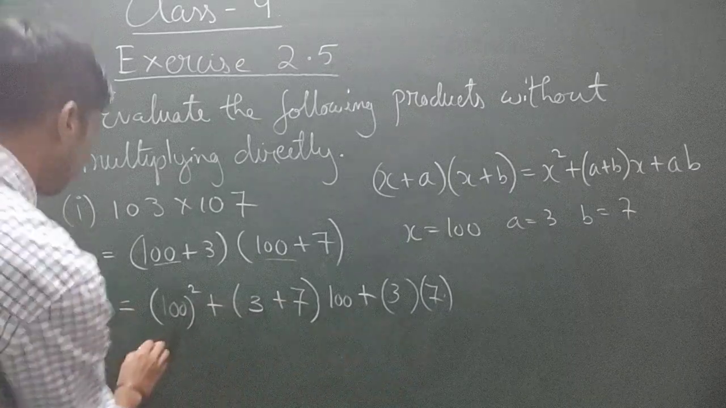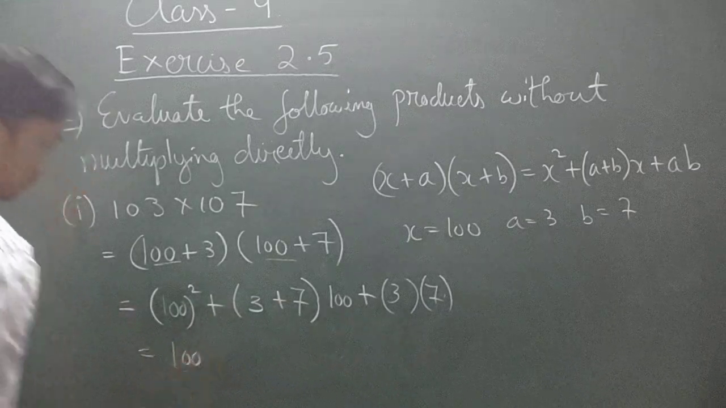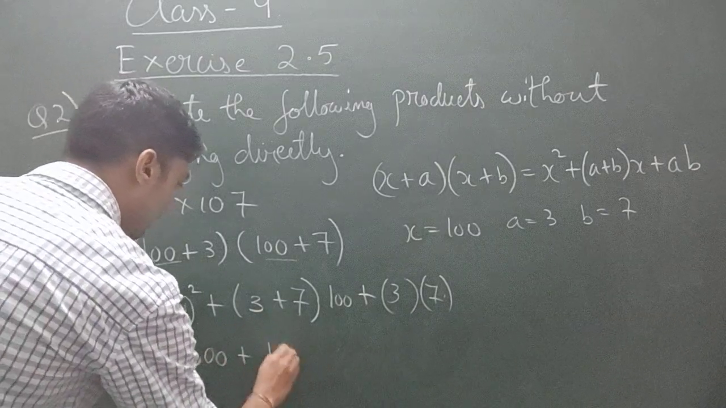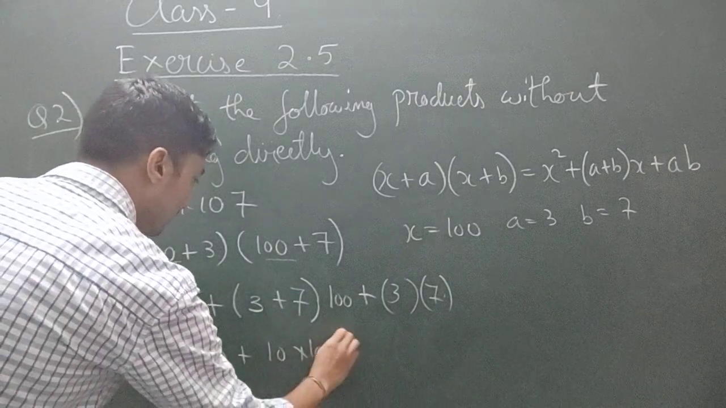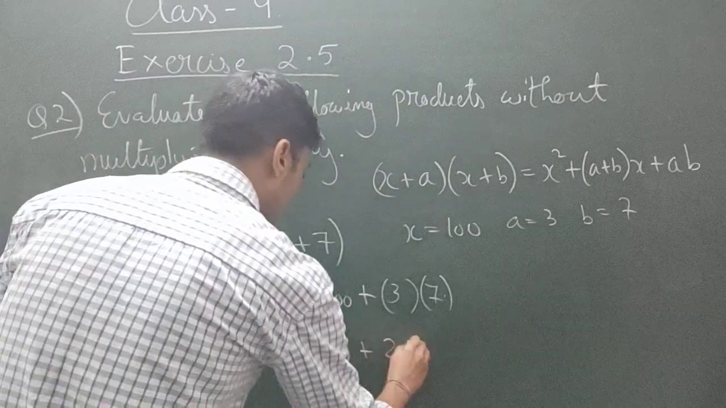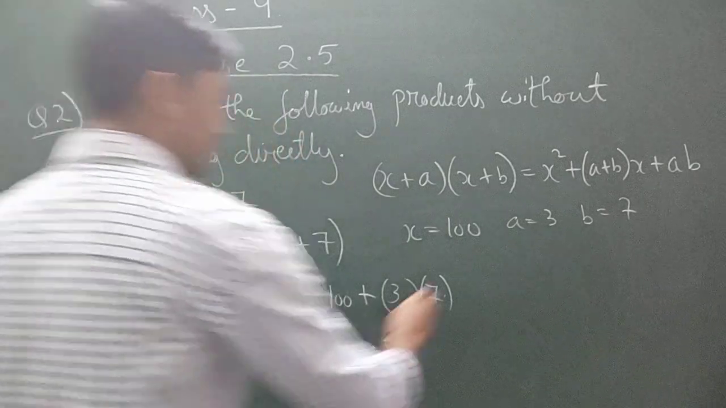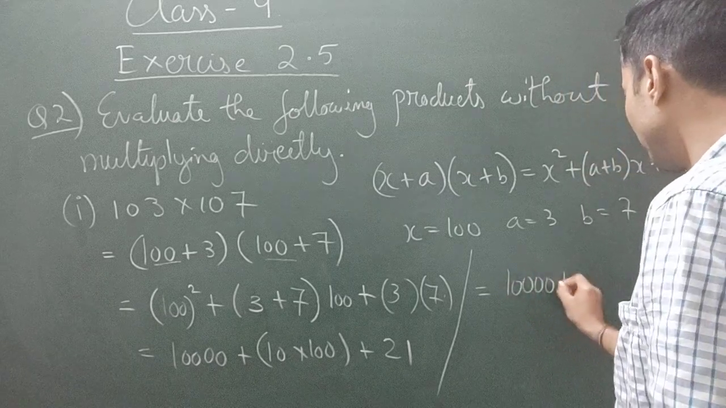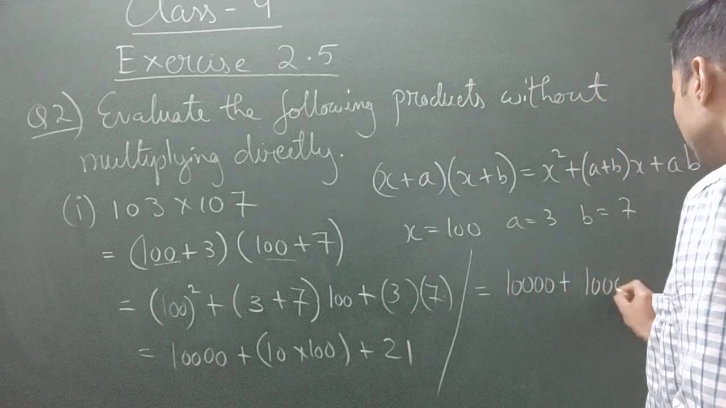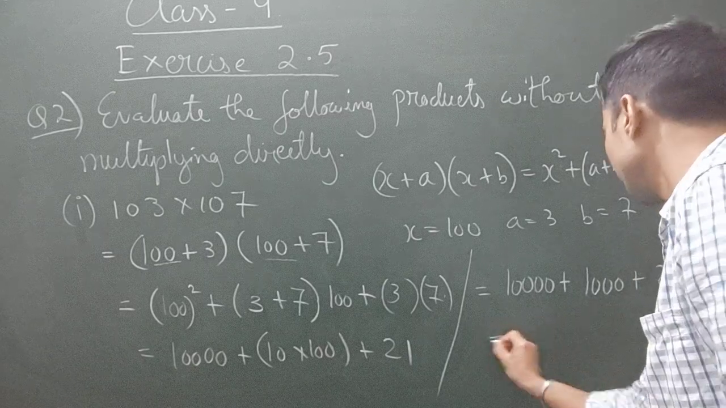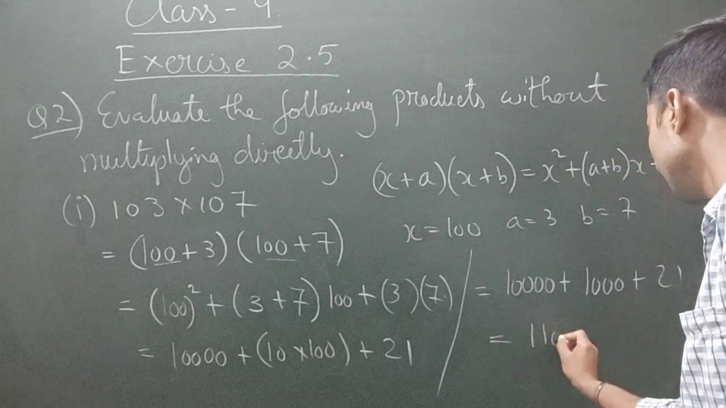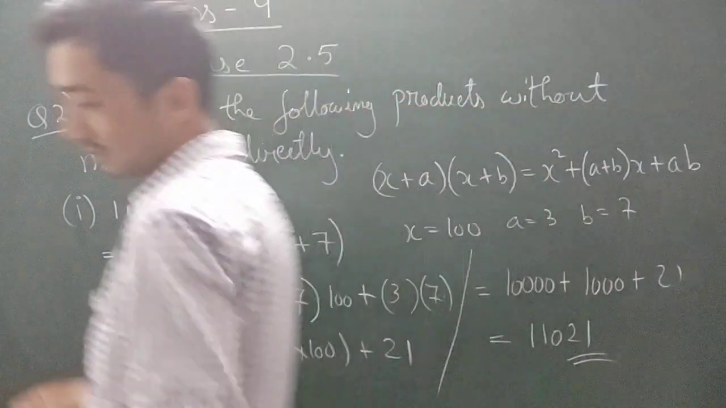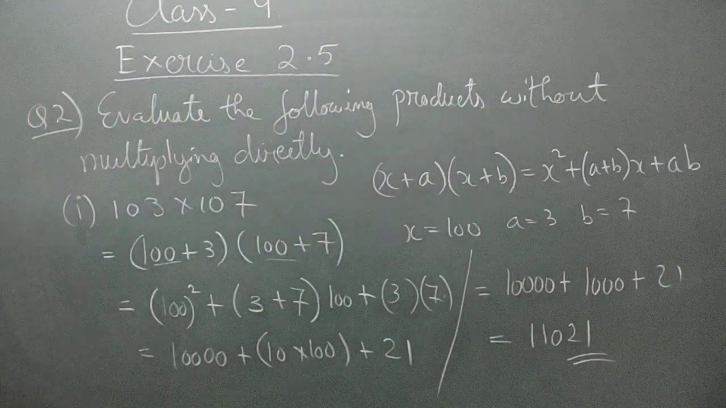So that will be 100 squared, 1, 2, square means double, 1, 2, 3, 4 zeros, plus 7 plus 3, 10 into 100. Always use brackets as I have told every now and then, 21. So that will give us the value 10000 plus 1000 plus 21. So that's going to be 11021. Just adding it.